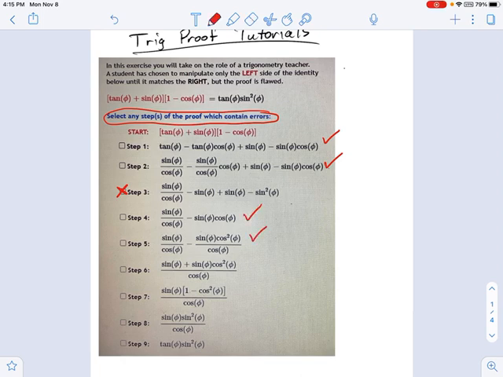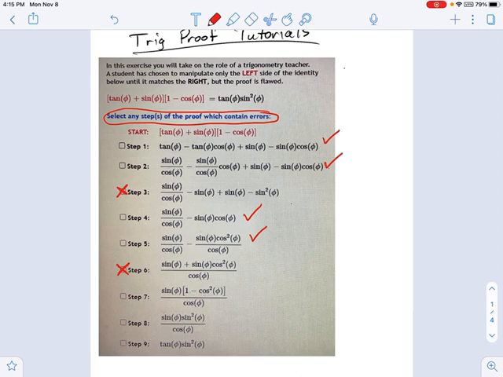And now what? Well, as we combine these two fractions, we're adding them together. We've gone from sine minus sine cosine squared to sine plus sine cosine squared. Okay, that is maybe an innocent mistake of getting the plus and minus sign wrong. So I think step number 6 has an error in it.